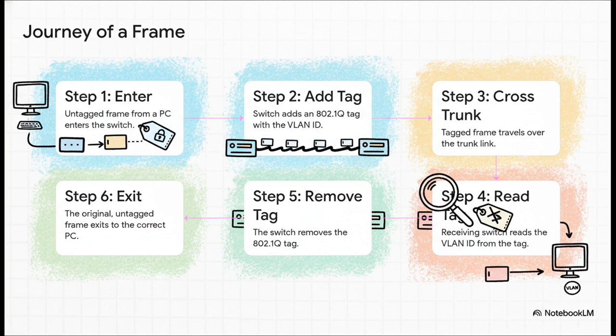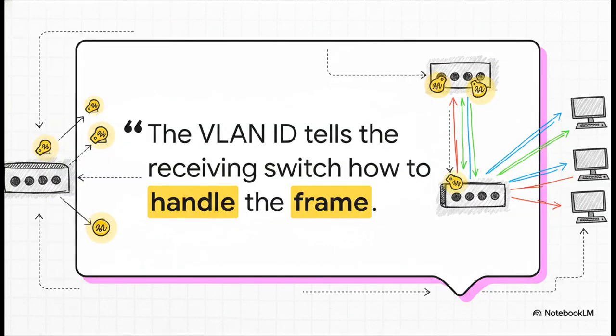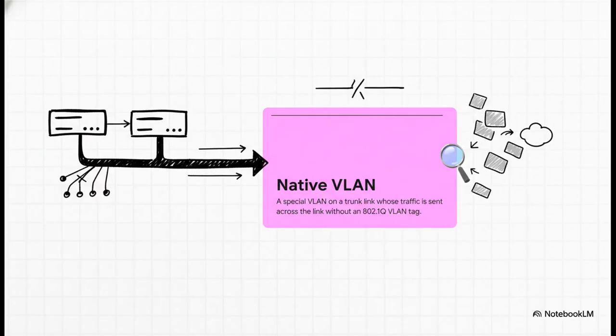So if there's one thing you take away from all this, it's that the VLAN ID inside that little tag is everything. It's the set of instructions that tells the receiving switch exactly what to do and where to send that frame. No confusion, no mix-ups.